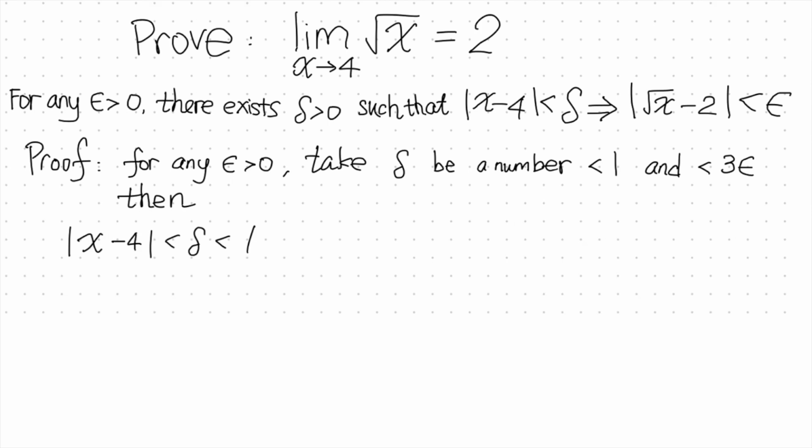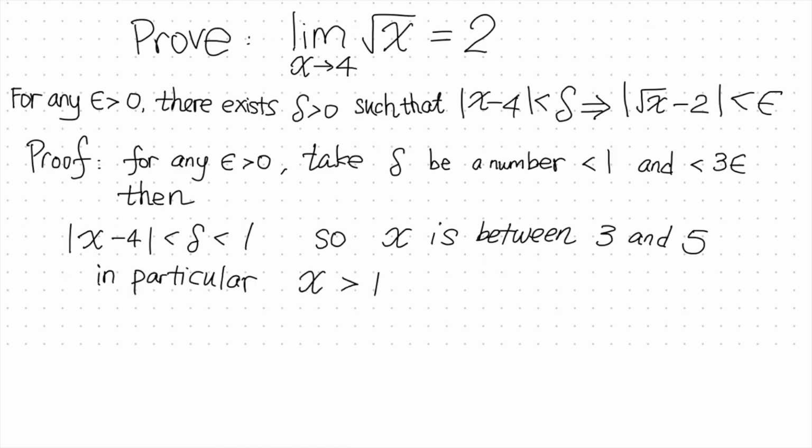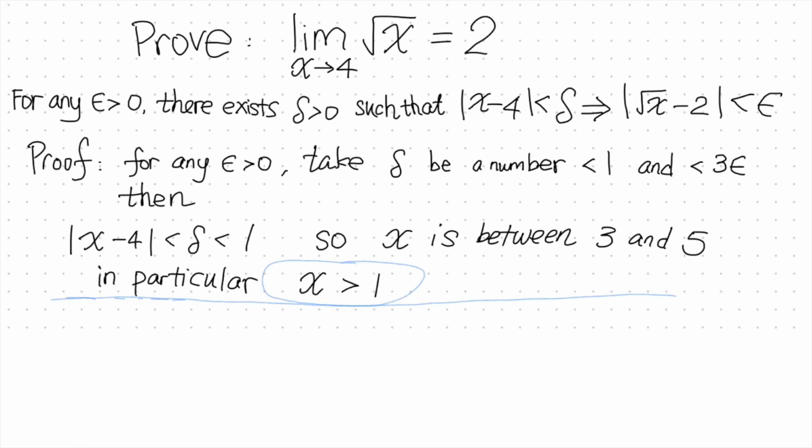Now suppose the absolute value of x minus 4 is less than delta. Because delta is less than 1, we know the distance between x and 4 is less than 1, so we know x is between 3 and 5. In particular, x is greater than 1. That is all we need for now. So assuming the absolute value of x minus 4 is less than delta, we get x is greater than 1, which is a fact we are putting aside for later use.